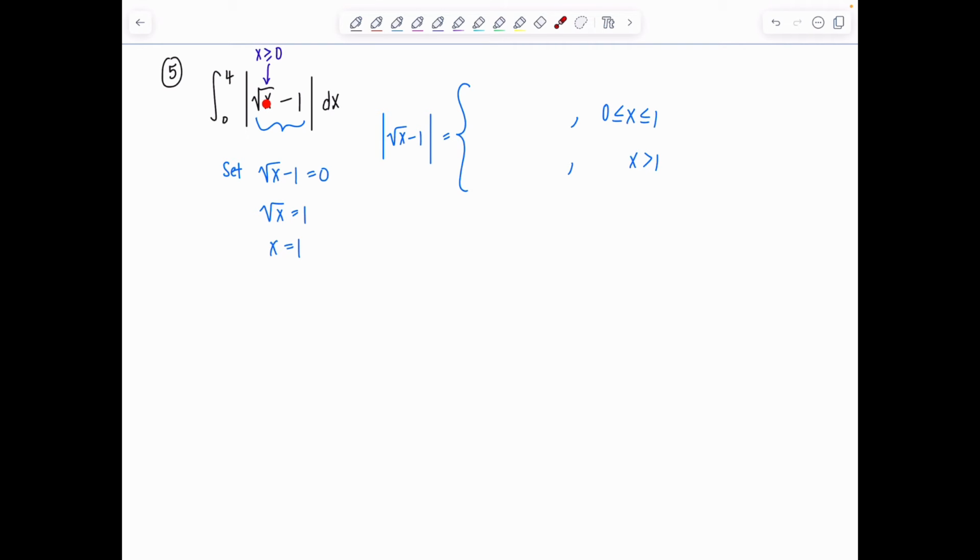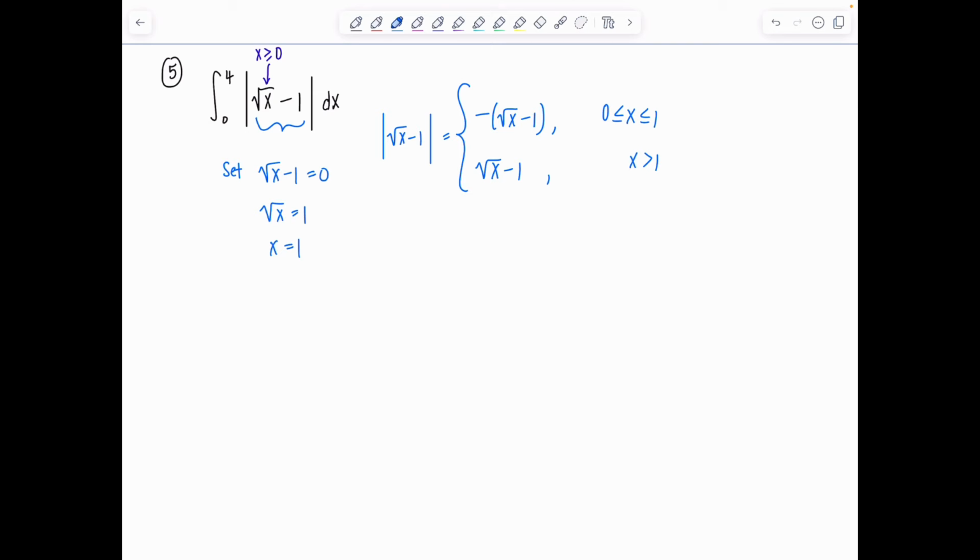So absolute value, rad x minus 1 equals, so if you pick something smaller than 1, you take the square root of it, it's still going to be smaller than 1. Then you subtract 1, it's negative. Absolute value comes and makes it positive, so it's going to multiply by another negative. If you pick something bigger than 1, like 4, rad 4 minus 1, that's positive. So taking the absolute value doesn't do anything. So we're just going to get back rad x minus 1. Okay? So domain splits at 1.